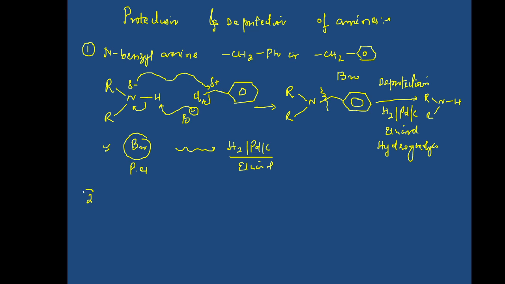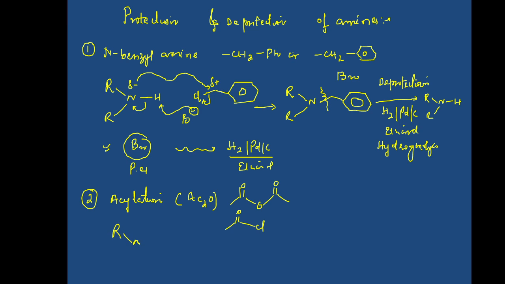And our second type of protecting group is acetylation. We can acetylate this nitrogen atom. Acetylation can be brought about by Ac2O. Now what is this Ac2O? It's actually acetic anhydride. Now this is the structure of acetic anhydride. Or we can use acetyl chloride. Now this is my acetyl chloride. So how is it used to bring about the protection? It's used to bring about the protection like this.